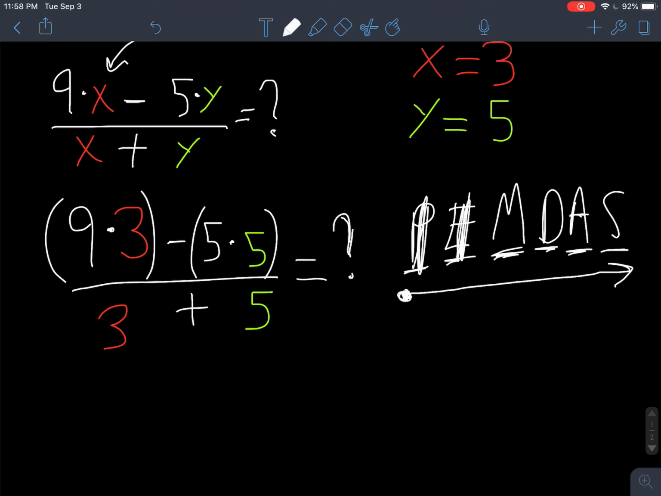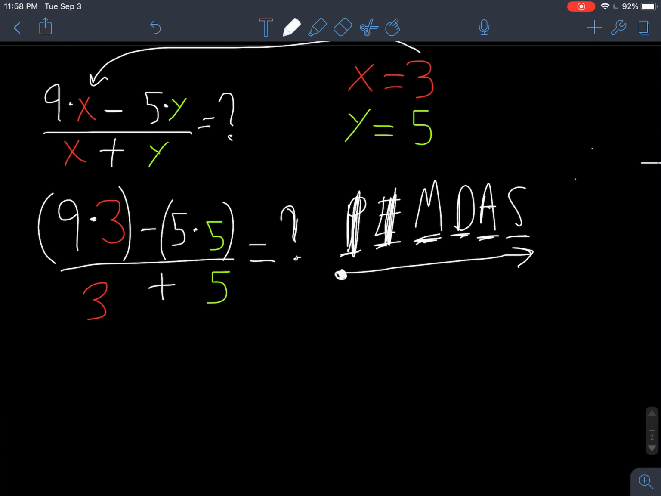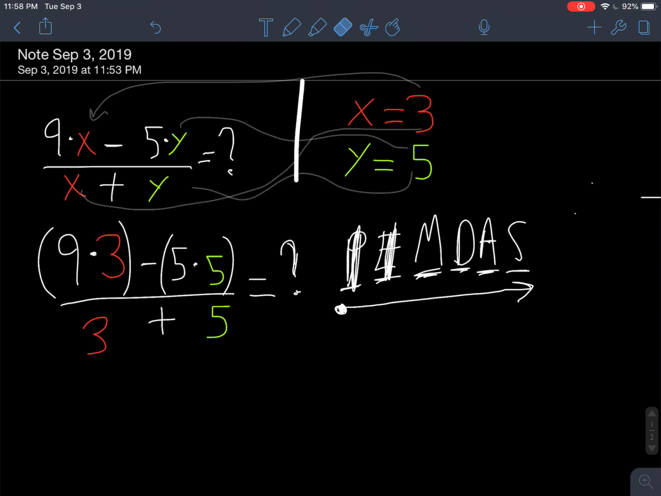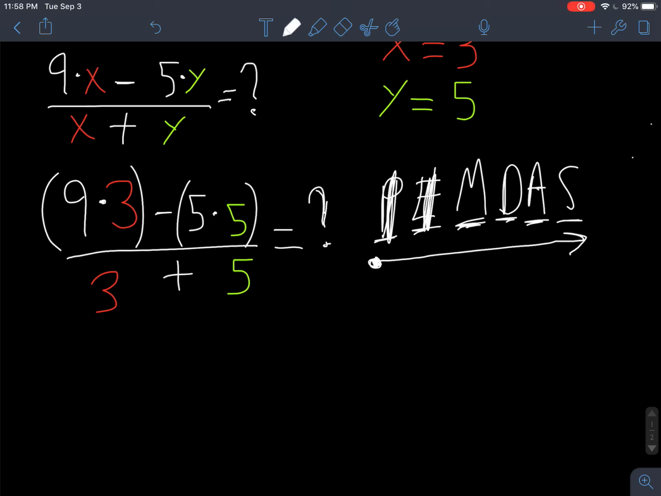Remember, all we did is we plugged in the 3 wherever we had an x, and we did the same with the y. Wherever we had a y, we plugged in the 5 here, and we also plugged it in here. This looks too busy. Anyways, so now all you have to do is do multiplication.